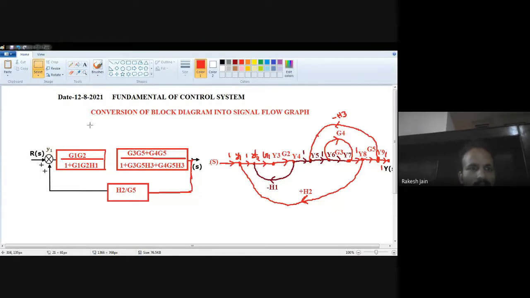Now these two blocks are in cascade. We know the rule of cascade: if blocks are in cascade, multiply them. So G1 G2 will be multiplied by G3 G5 plus G4 G5. At the denominator side, 1 plus G1 G2 H1 will be multiplied by 1 plus G3 G5 H3 plus G4 G5 H3. We just write down their values at the bottom, then we'll convert them. So these two blocks which are in cascade will be multiplied by each other.